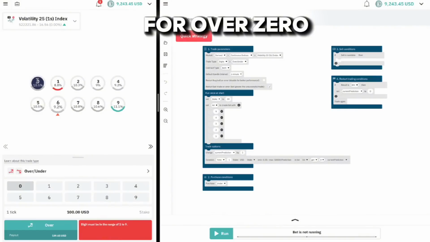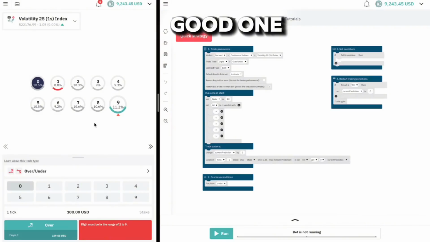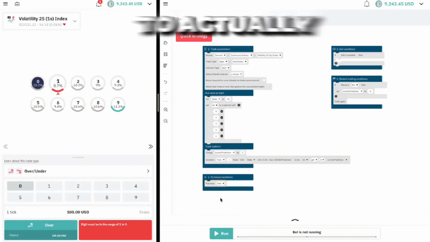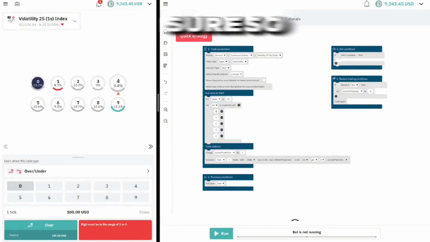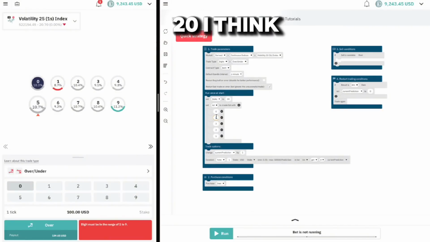If you're going for over 0, make sure the highest percentage digits are on this. Like this one would be a good one for an over 0 bot. Like for example, to actually change this to over 0, but I'm not sure. So 0, if you lose 20, I think 4.